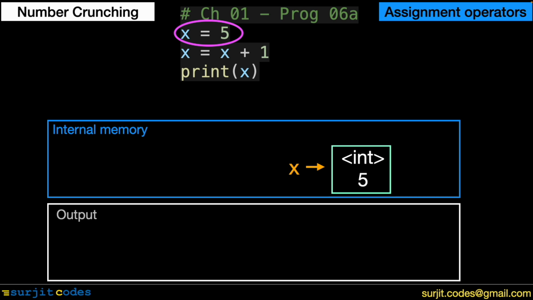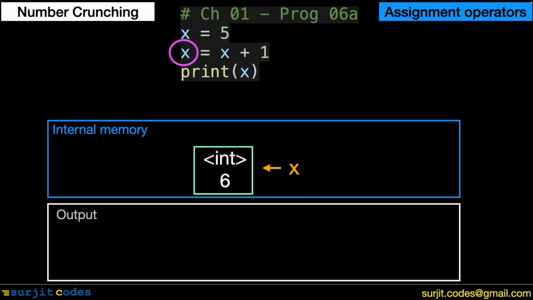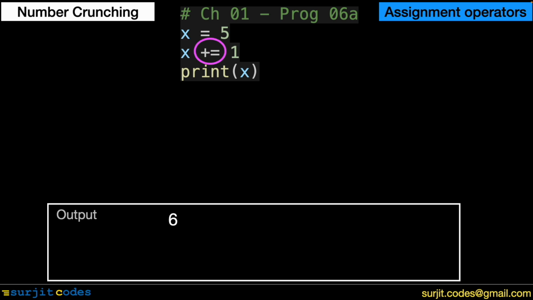In this program, we store 5 in x. The statement x is equal to x plus 1 is valid in Python. It evaluates x plus 1 as 6, which becomes new value of x, and garbage collection deletes 5 from the memory and we get 6 as the output. Same can also be written in this form.